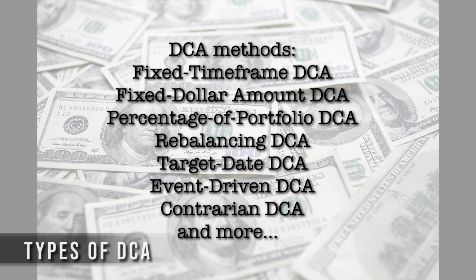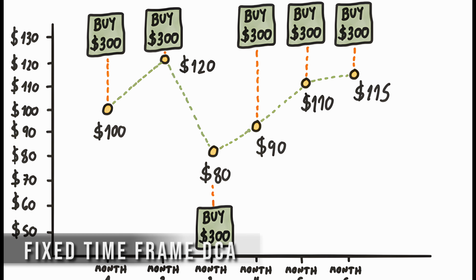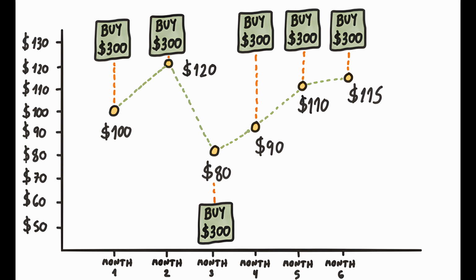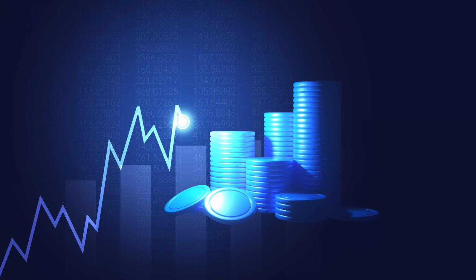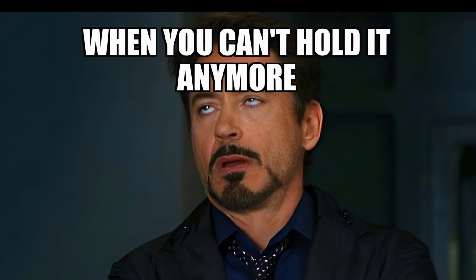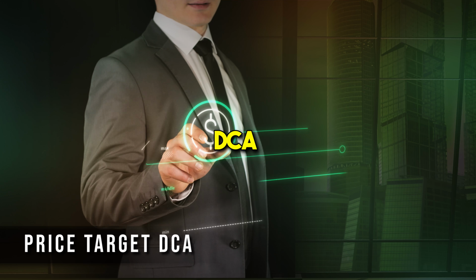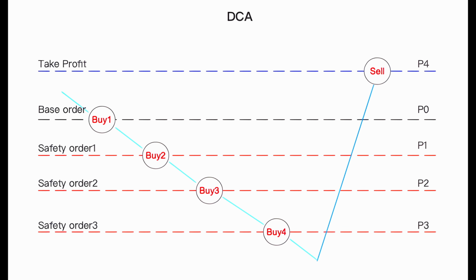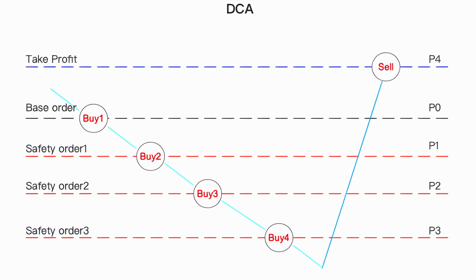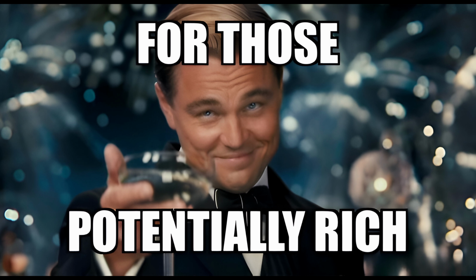While there are numerous approaches to using DCA, I'd like to highlight just two for the sake of this video. The first, a more traditional approach, is fixed time frame or date DCA. It involves investing a set amount regularly, such as every month. This method is well suited for buy and hold, long-term strategies. The second method is price target DCA, which requires more active involvement and market analysis. It can potentially lead to higher returns over the long term.